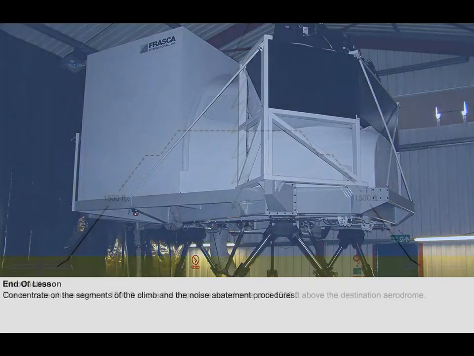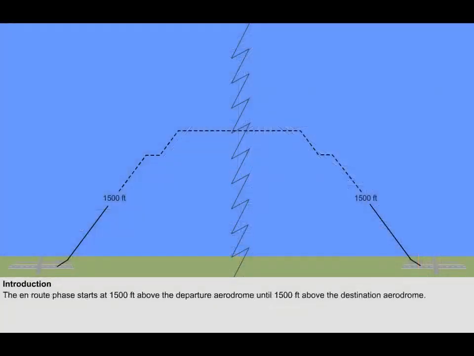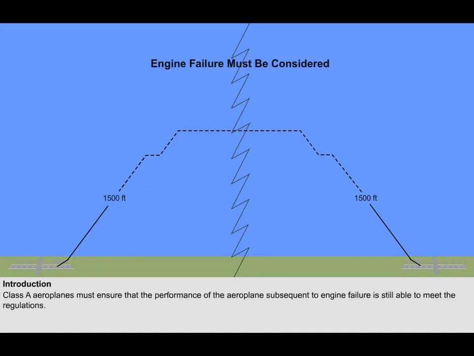The en route phase of flight starts at 1,500 feet above the departure aerodrome and ends once the aeroplane has reached 1,500 feet above the intended destination aerodrome. Similarly, with other phases of flight for Class A aeroplanes, the en route regulations account for engine failure. Therefore, manufacturers and operators of Class A aeroplanes must ensure that the performance of the aeroplane subsequent to engine failure is still able to meet the regulations.